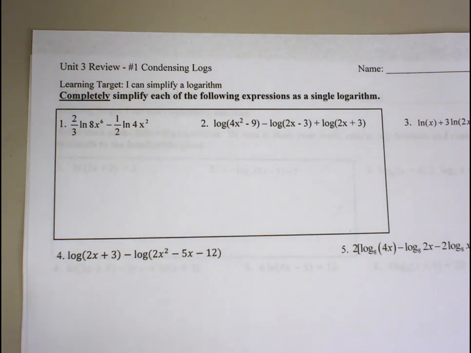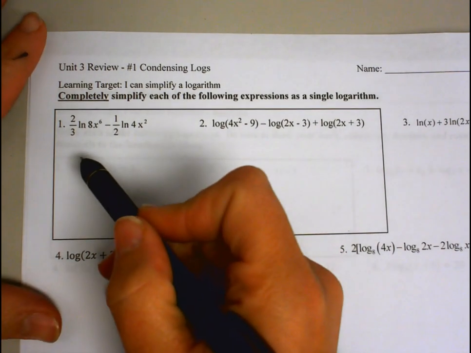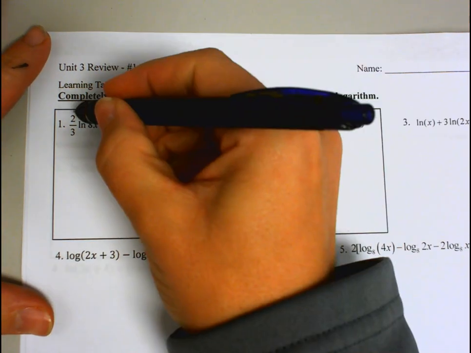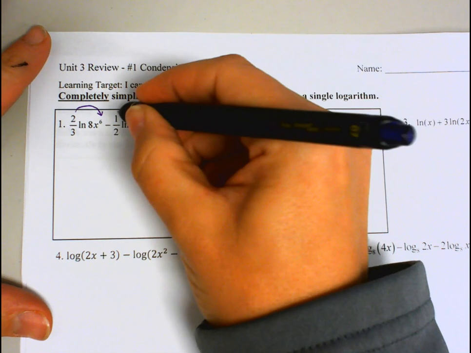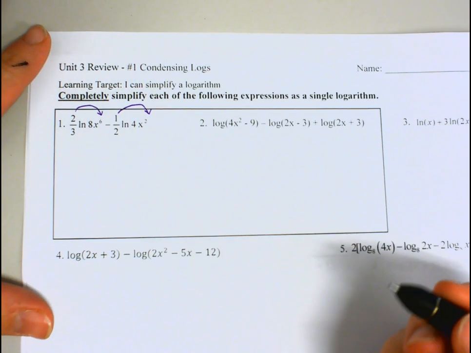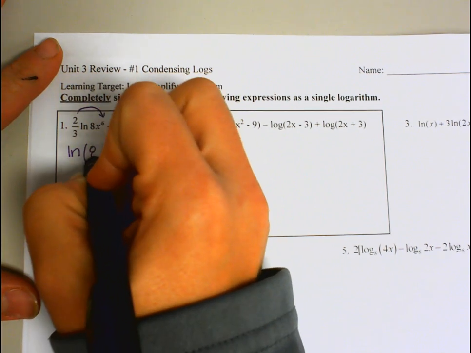All right, so this video is to go over section 1, which is the condensing log section. So if we look at number 1, when condensing logs, I typically try to move the parts in front of the natural log back to the exponent spot first. So I would be moving these up there, which is really telling us we're taking the natural log of all of 8x to the 6th, right?